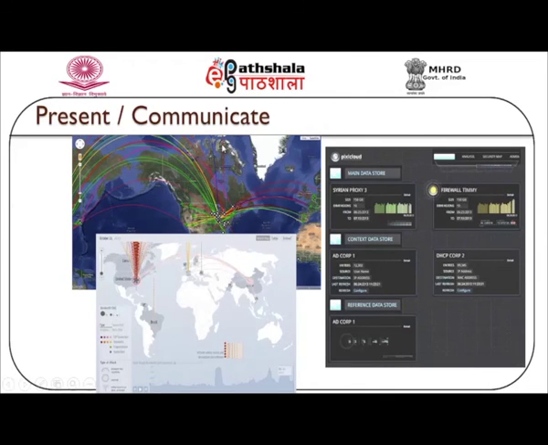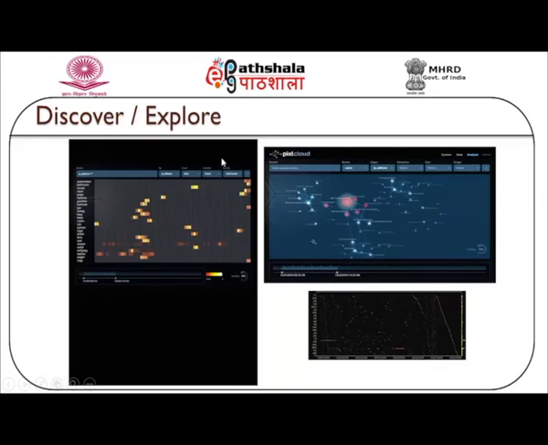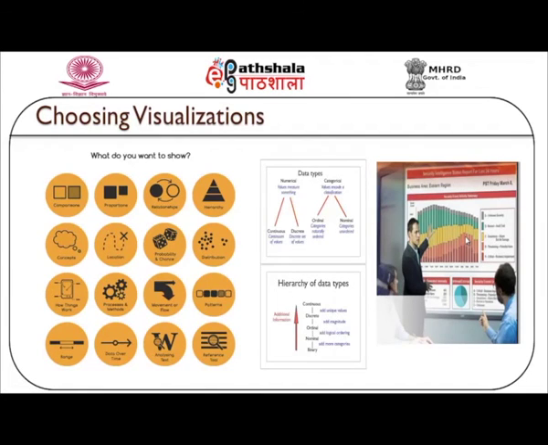If we see, it is possible in big data visualization to present the data as well as to communicate the data to the end users. It is also possible to discover the data or to explore the huge amount of data that is available. It is also possible for us to choose the visualization interactively, based on the type of data that we are supposed to visualize, selecting the kind of visualization that we need to view on the screen.